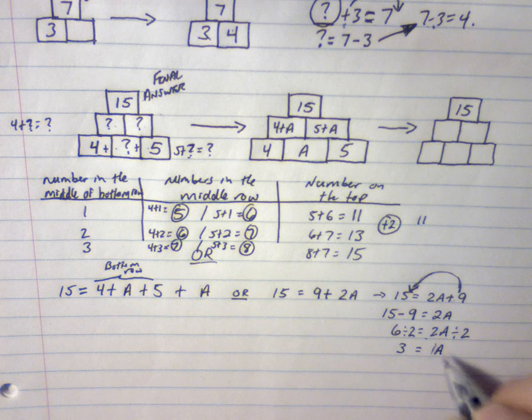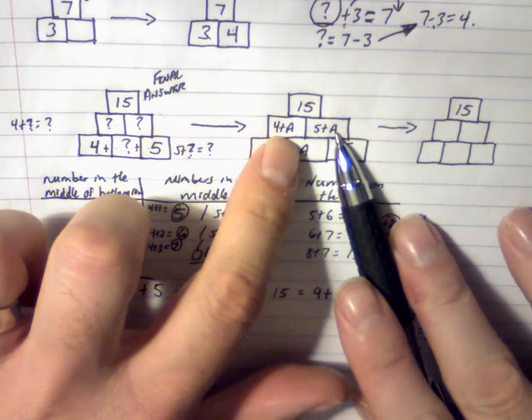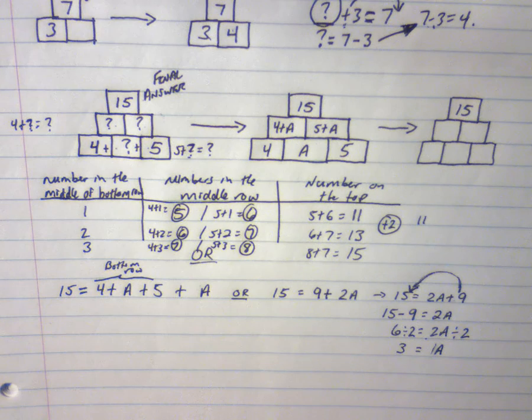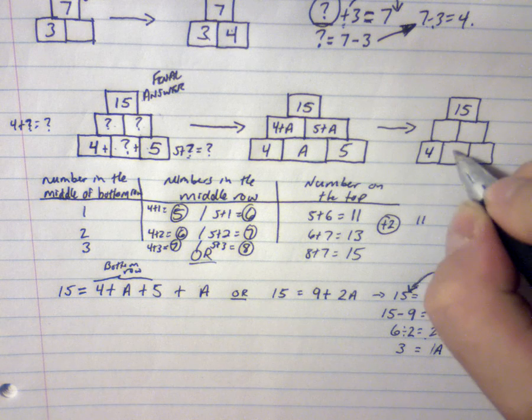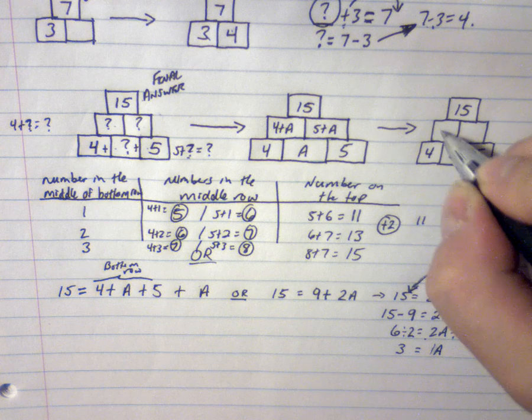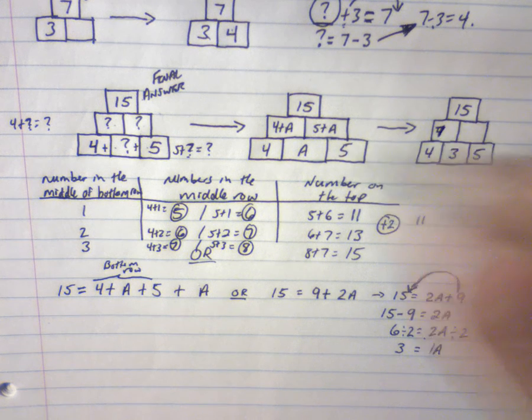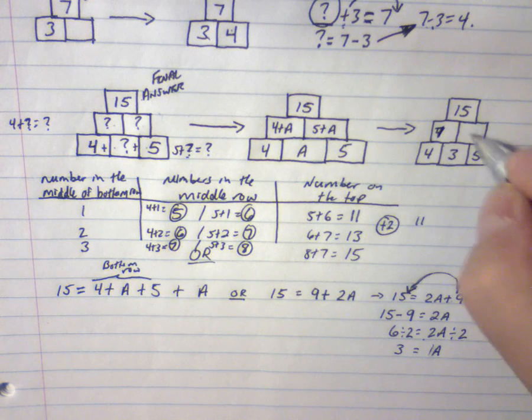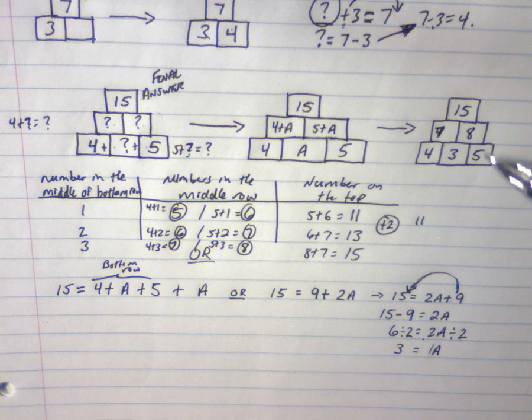So 3 equals A. So when you're looking at this statement right here, 4 plus, so what is A? A is 3. Okay, so what we can do is we can plug that in. Put the 3 in where the A is. 4 plus 3 is now 7. 5 plus 3 is 8. And then we get our final answer of 15.